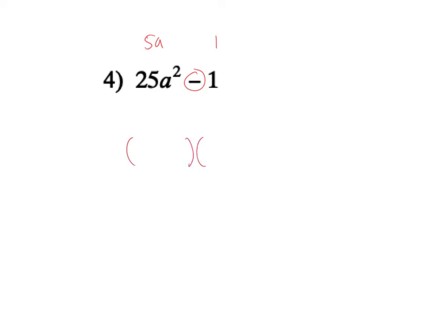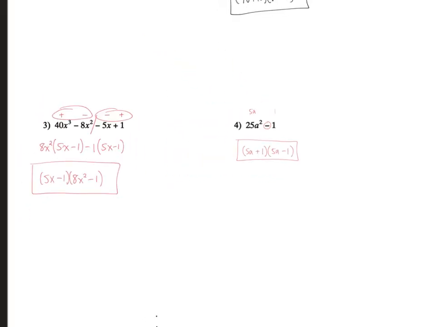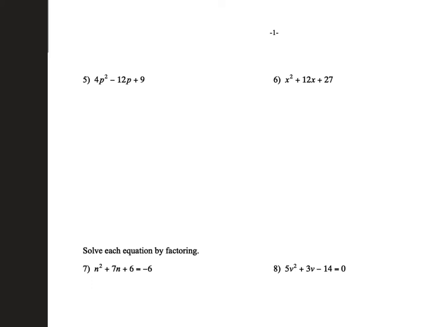How does that factor? Well, it's going to be plus and minus. We're going to put 5a and 5a. We're going to put 1 and 1, then we're going to put a plus and minus between them, and it's going to factor like this. All right, sounds good. Moving on.